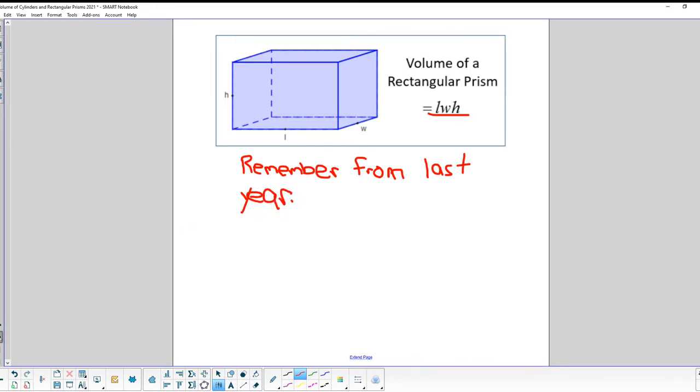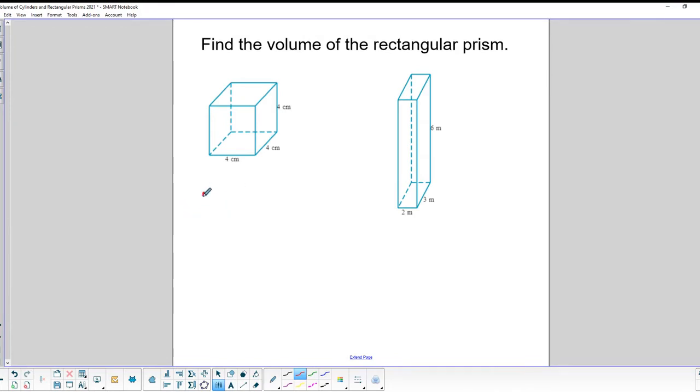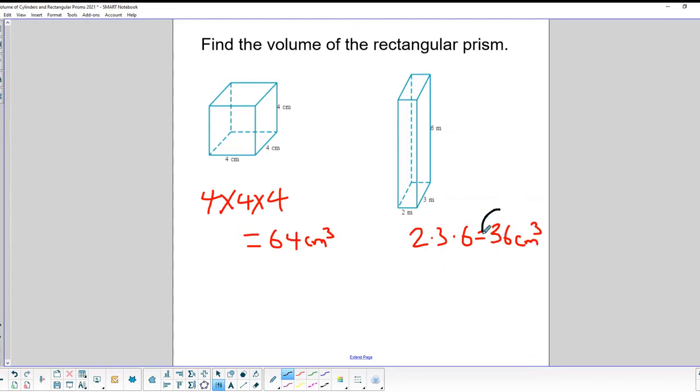And so we're going to try a couple. So here we got 4 times 4. So the bottom would be 16, and then 16 times 4 would give us our full volume of the entire shape. So 16 times 4 is 64 centimeters cubed. Okay, on the next one, we got 2 times 3 times 6. And 2 times 3 is 6. 6 times 6 is 36. So I got 36 centimeters cubed. That's the volume of that one and the volume of that one. Okay, next.